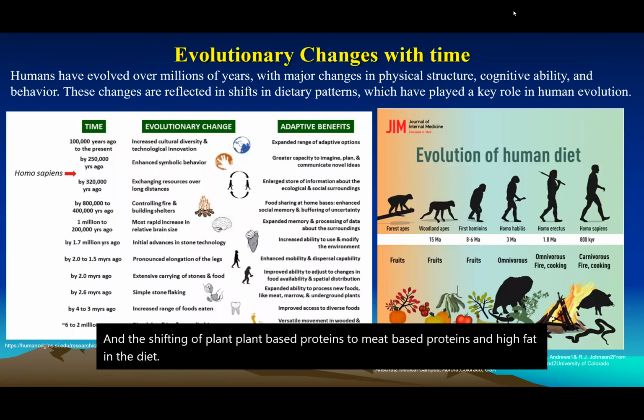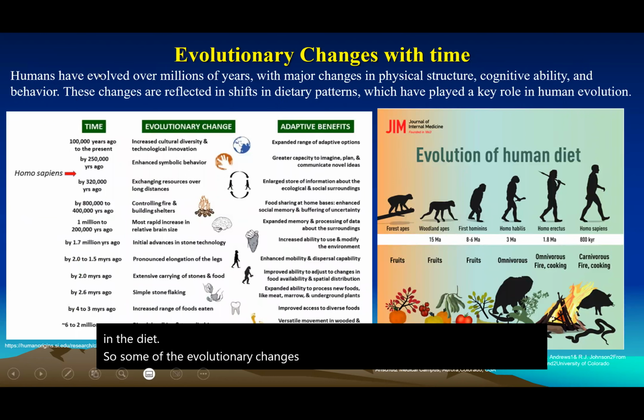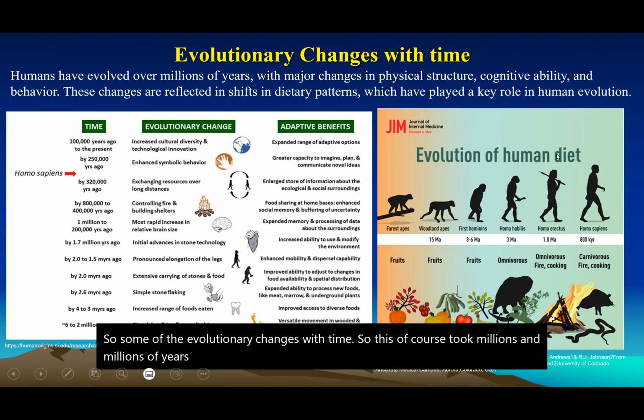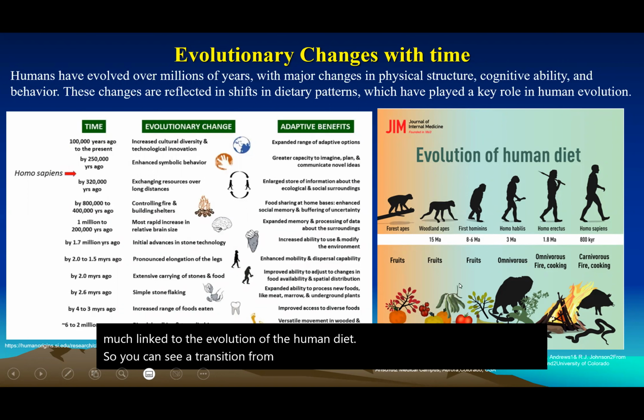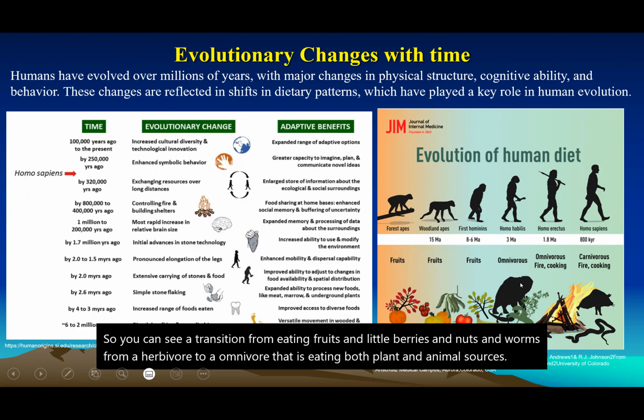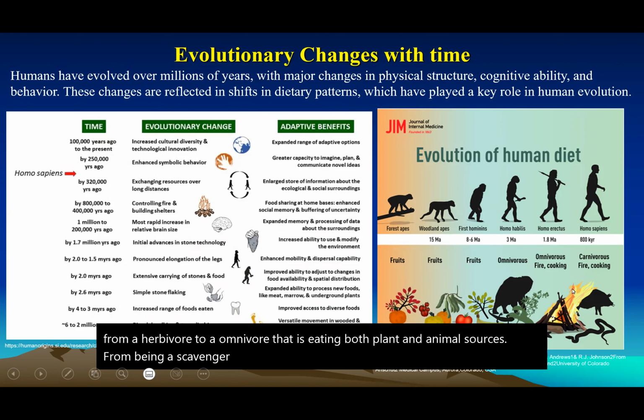So some of the evolutionary changes with time. So this, of course, took millions and millions of years. The evolution of the human being is very much linked to the evolution of the human diet. So you can see a transition from eating fruits and little berries and nuts and worms, from a herbivore to an omnivore, that is eating both plant and animal sources, from being a scavenger to a hunter, and then actually doing agriculture and industrialization.